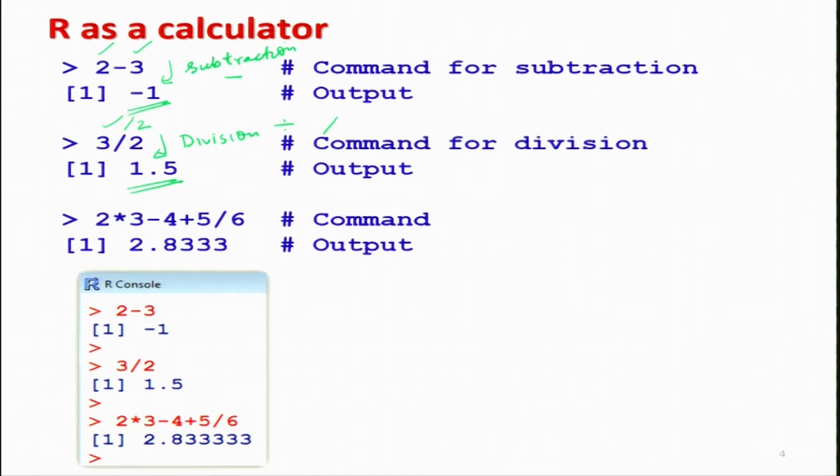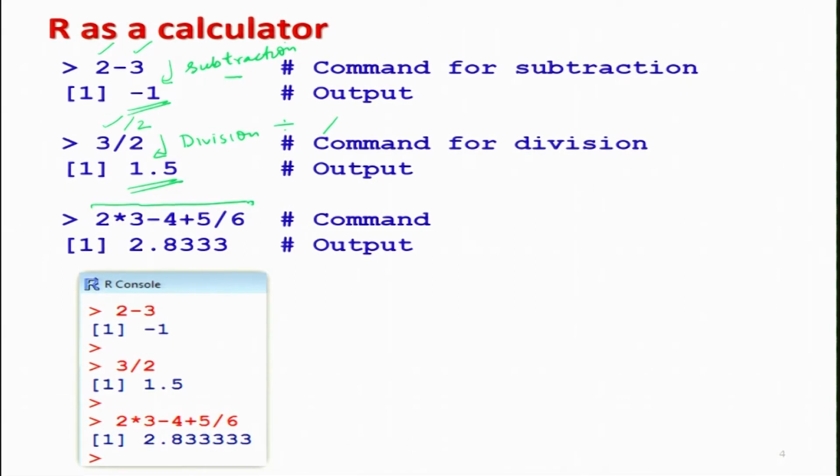And besides those things, R can also follow the usual mathematical operations when you take more than 2 numbers, as well as different combinations of these mathematical operations. For example, in case you want a computation involving addition, division, multiplication, subtraction. So, for example, if I write here 2 star 3 minus 4 plus 5 divided by 6.